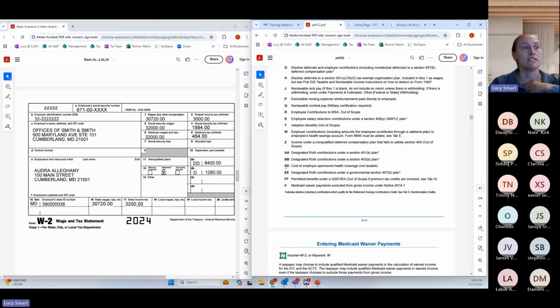And then when we see code DD, this is for the cost of employer-sponsored health coverage, not taxable. So that just means that she has health insurance through her employer. She pays it, and her employer pays part of it. She pays part of it. Who knows, honestly, but we just know that that's there. And that's important because for every taxpayer, as we go through the return, we do have to know what kind of health insurance they have, because for marketplace insurance, we have to do extra things. She has employer-sponsored health insurance, so we don't need to do anything further.